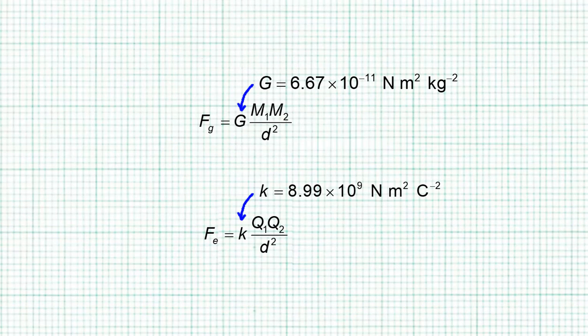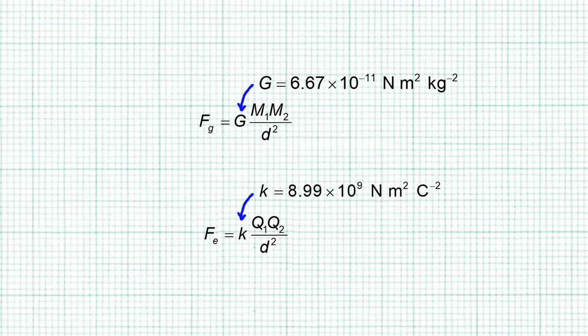Comparing the constants of proportionality, the Coulomb's constant k is definitely much larger than the gravitational constant G. And this is one reason why electrical forces are much stronger compared to gravitational forces.